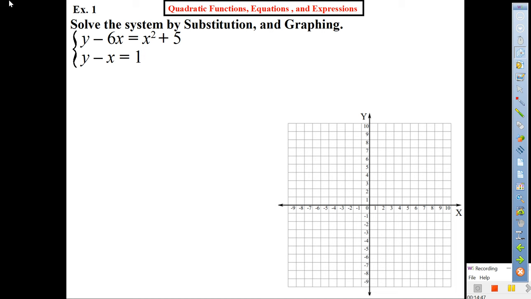It reads, solve the system by substitution and graphing. And they give us a system, bracket, y minus 6x equals x squared plus 5. And the second equation, y minus x equals 1. Copy that.